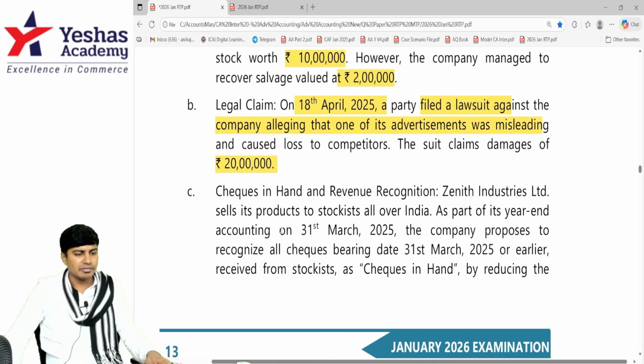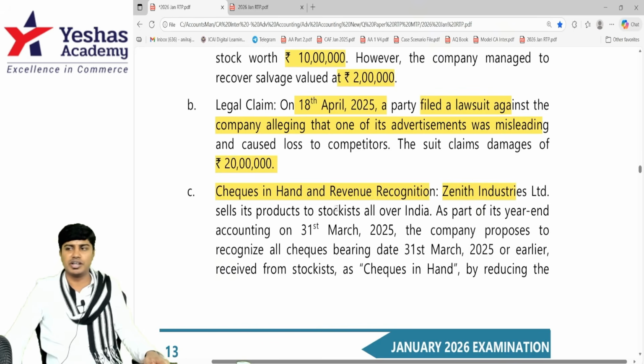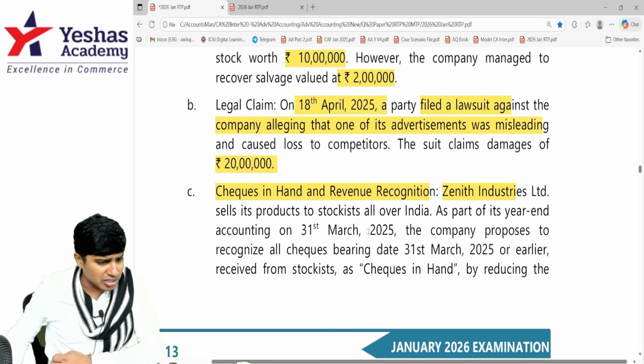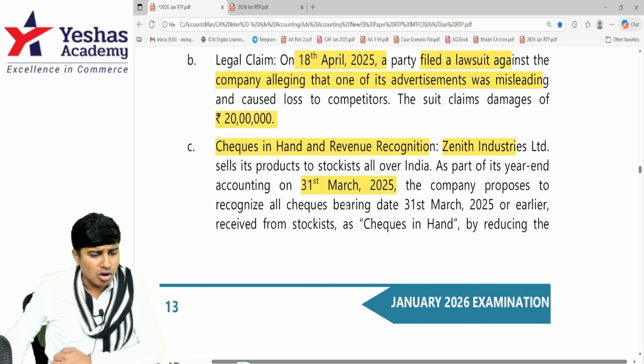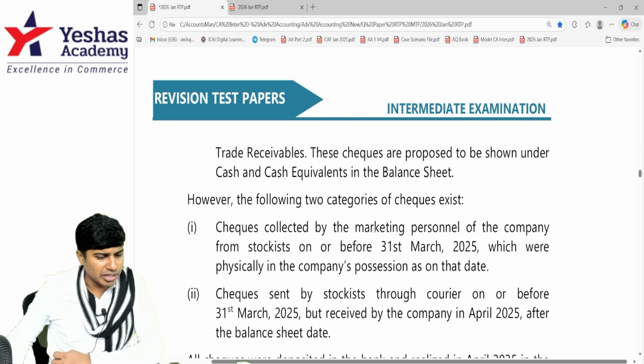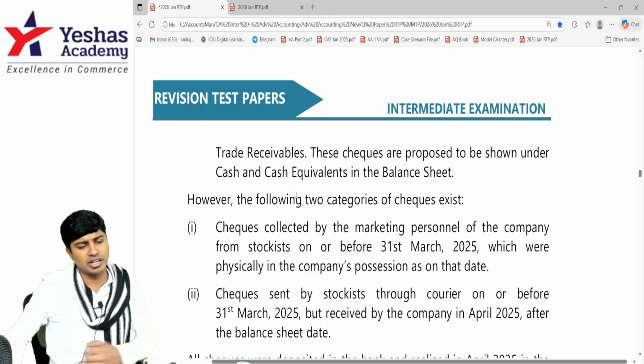Let's see C. What is there in C? Checks in hand and revenue recognition. Zenith Industries, the company in which you are appointed as an accountant, sells its product to stockists all over India. In every part of India, you have your customer and you are selling goods there. And as part of its year-end accounting on 31st of March 2025, the company proposes to recognize all the checks bearing the date 31st of March 2025 or earlier received from stockists as checks in hand by reducing trade receivables. These checks are proposed to be shown under cash and cash equivalents in the balance sheet.